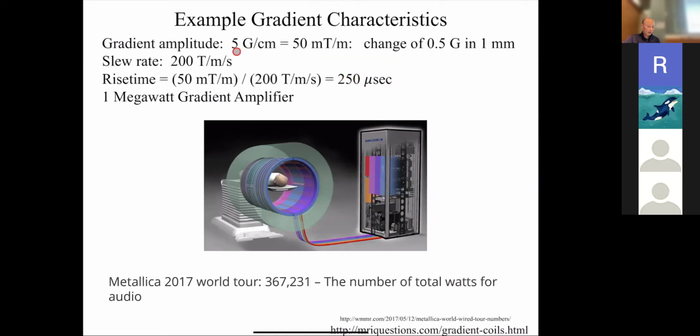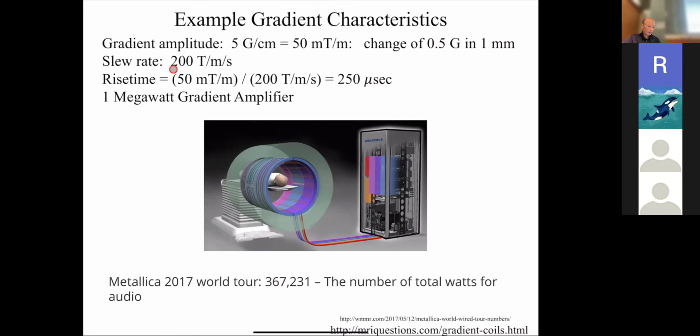So let's look at some typical values. A typical gradient would be 5 Gauss per centimeter, or 50 millitesla per meter. This means that if I go 1 millimeter, the field changes by half a Gauss. Compared with the Earth's magnetic field, it's really not that much of a change, but it's enough that we can make images with.